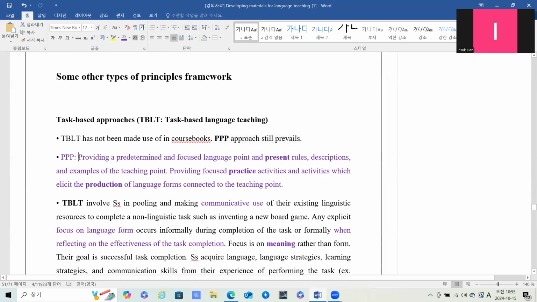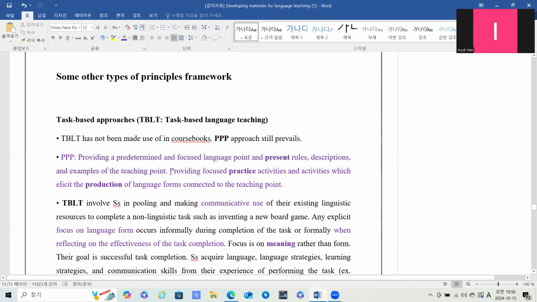Firstly, providing a predetermined focused language point and presenting rules, descriptions, and examples of the teaching point. So this stage can be named presentation. The first P of PPP is presentation. The second one is practice, and the last one is production. So at the beginning, most course books present the rules, the descriptions, or examples of the teaching point. It is the same in the language classroom, which is mostly based on this traditional principle.